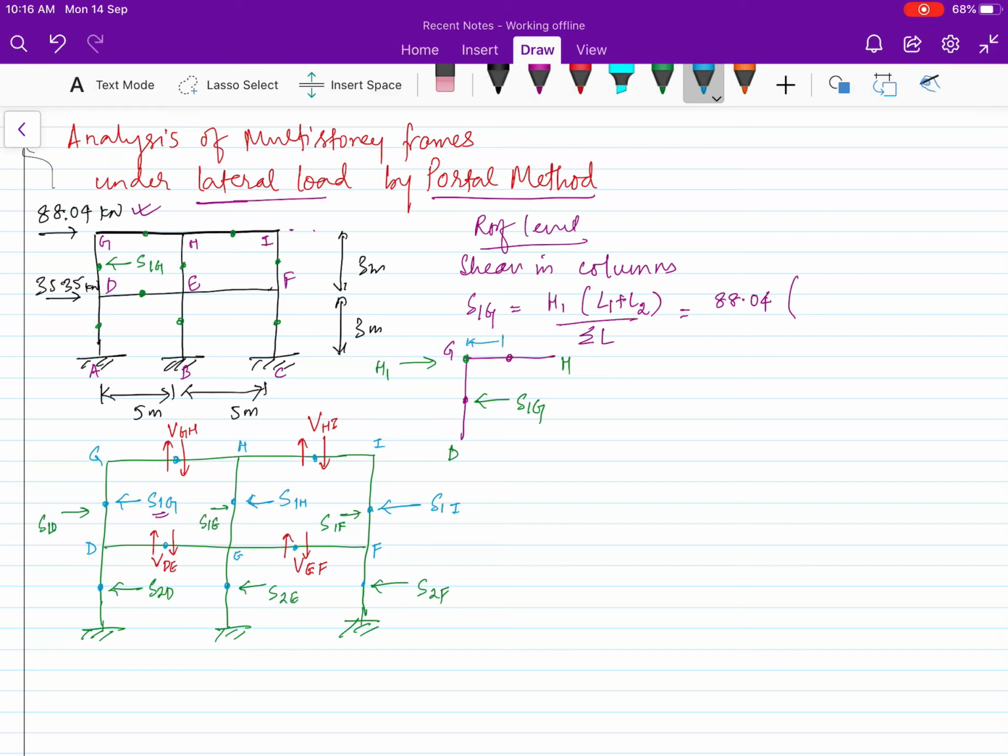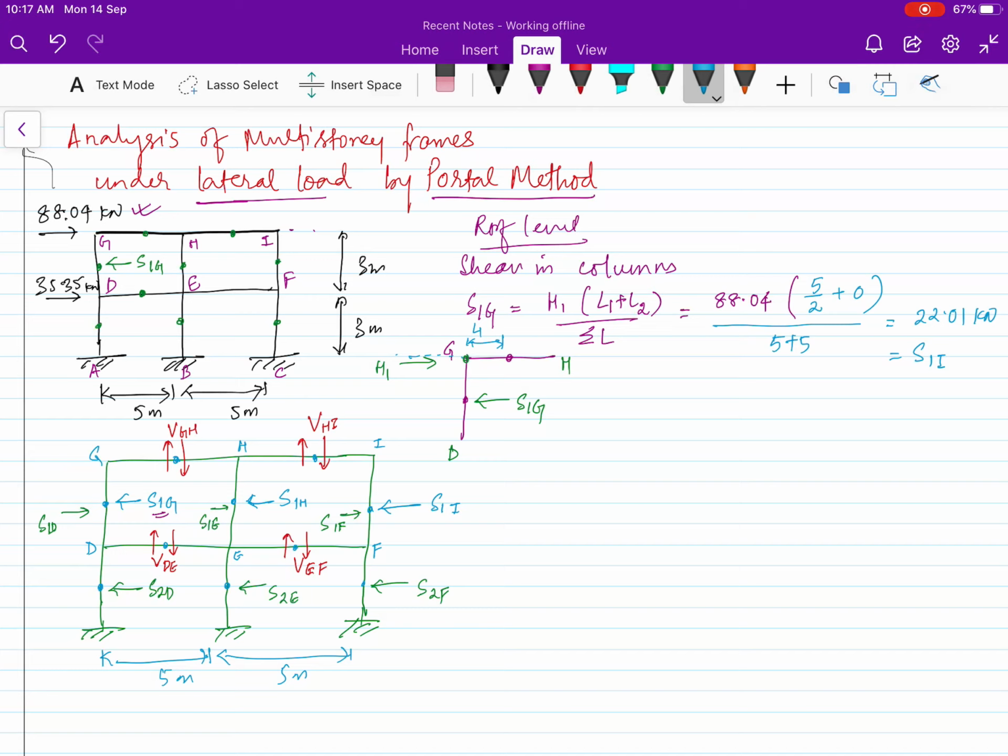L1 is the length from the midspan that we are taking. So 5/2 plus, there is no span in the other direction, so 0 for the other direction, divided by the total length. That means the total length is 5 meters plus 5 meters, so 10 meters. So we got 22.01 kilonewton. This is the same at the other end also, S1I. So we got the shear.